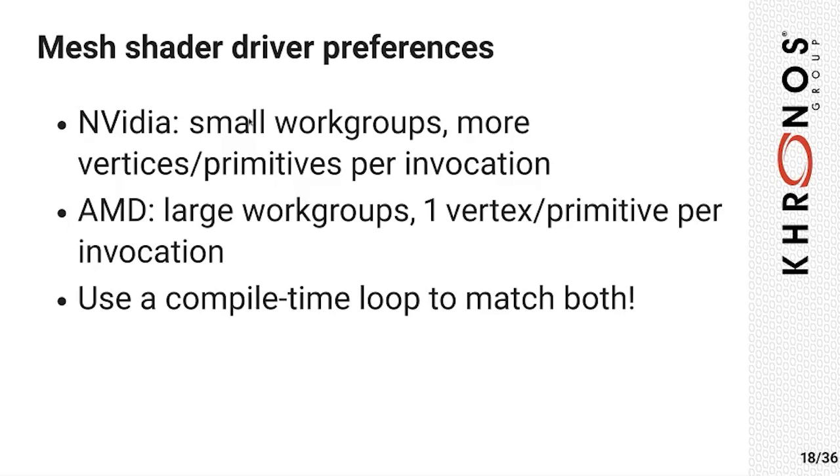And here the solution that we recommend is that you write a loop, but you base this loop on compile time constants. So the recommendation is that you check the driver preferences that I mentioned before, you use them as constants in your shader, and then you write a loop. And then the result is going to be that because it's a compile time constant, the compiler is not actually going to emit a loop, but rather it will emit optimal code on both vendors.